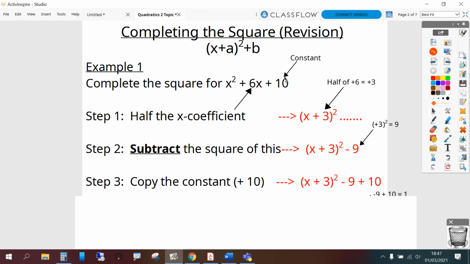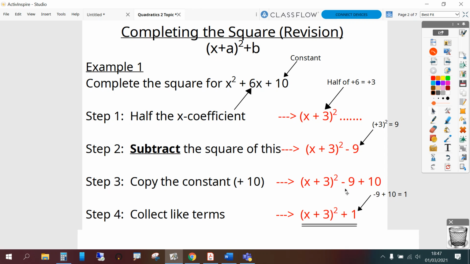Copy the constant, which is just the extra number in the quadratic, the third term, the number on its own, which is plus 10. And step 4, we collect the like terms, so the negative 9 plus the 10 gives us a plus 1. And there we have our answer: (x + 3) squared plus 1.